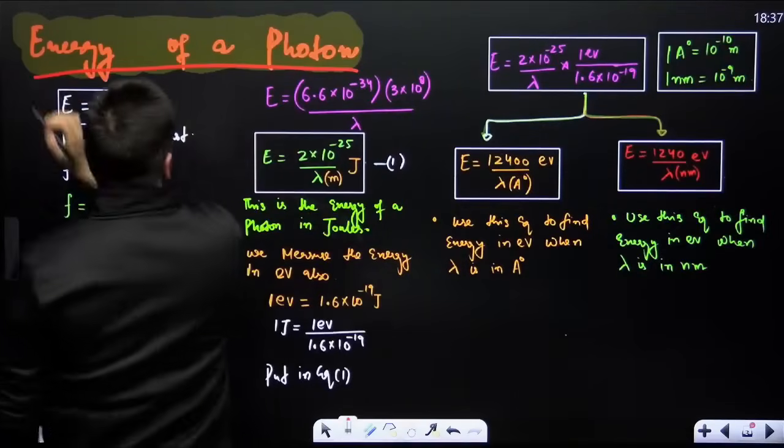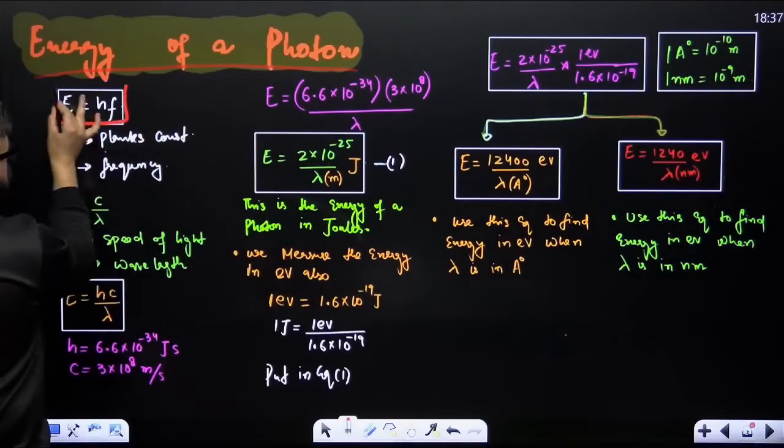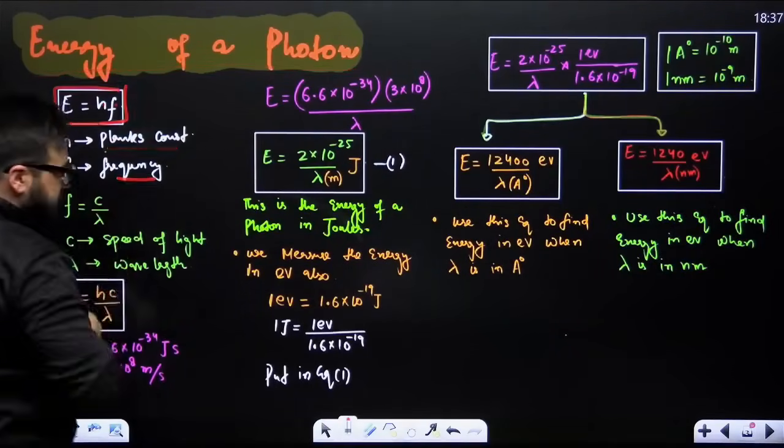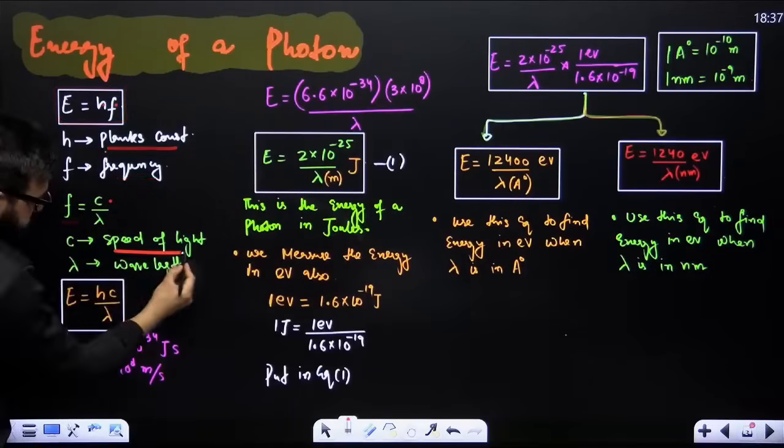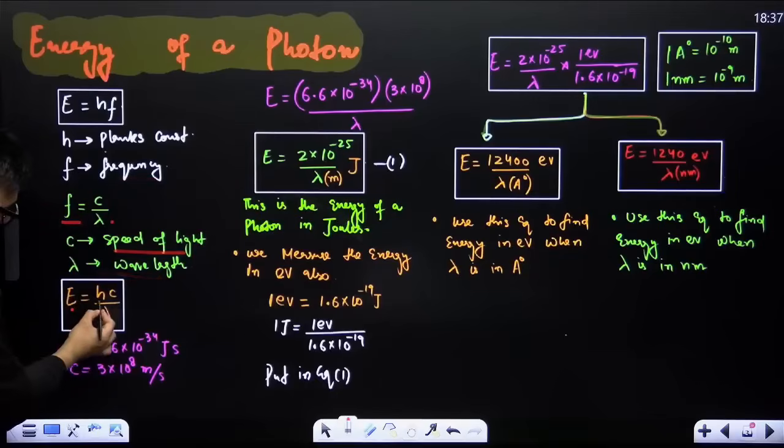The first topic that we need to understand is the energy of a photon. We say the energy of a photon is h into f. h means Planck's constant, f means frequency. f we further say is c divided by lambda. c is the speed of light, lambda is the wavelength. So we can say energy is equal to hc divided by lambda.